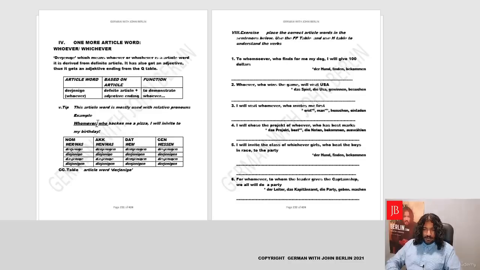So basically you have to consider the sentence 'I will invite to my birthday' as the main sentence, and this is a relative sentence. If you remove it, it will become 'whomever I will invite to my birthday who bakes me a pizza'. It could be written like this as well. So let's get this back. Whomever who bakes me a pizza, I'll invite to my birthday. This is just an example of how we use whomever, or you could say whichever friend who bakes me a pizza, I'll invite to my birthday.